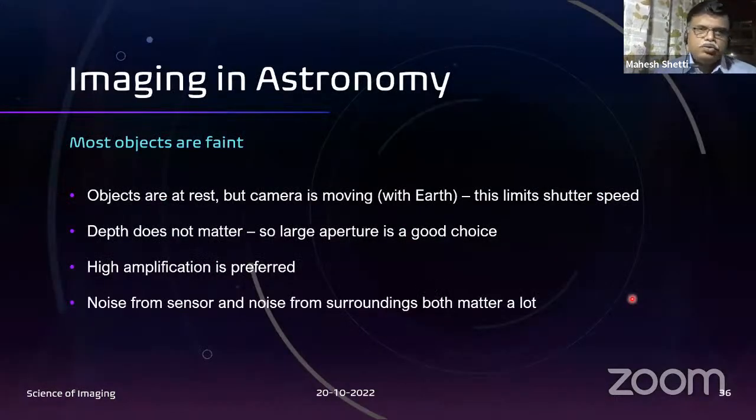Now come to imaging in astronomy. Most objects are faint, objects are at rest, but the camera is moving. Because objects are faint in astronomy, except for the sun or moon, the stars are going to be faint, and therefore you will have to keep the shutter open for a long time. But that becomes difficult because the camera is moving along with the earth rotating.